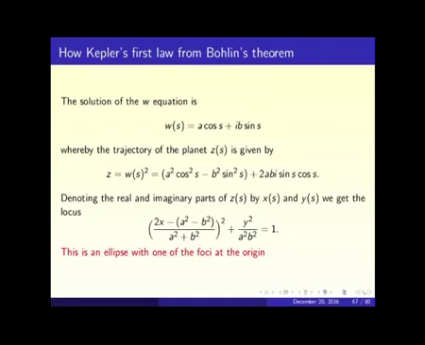And the equation that you see, 2x minus a squared minus b squared divided by a squared plus b squared, the whole squared, plus y squared by a squared b squared equal to 1. This is an ellipse, one of whose foci is at the origin. It's a very easy exercise in coordinate geometry and I urge you to do it.